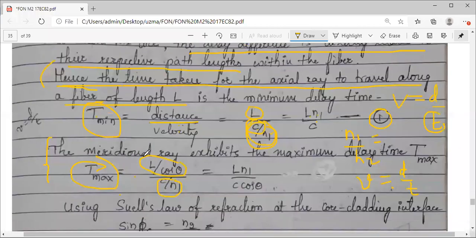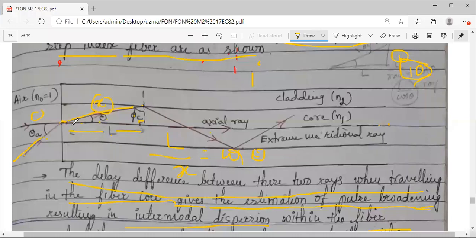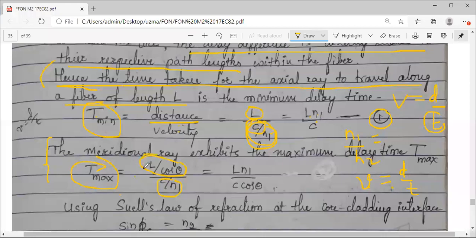So the value of the distance traveled, that is x, in this figure, you can see in this triangle, hypotenuse value x, you can see this is the base L. So L by x, base by hypotenuse, is cos theta, so x will be equal to L by cos theta. So I have substituted that here. The distance traveled by the meridional ray divided by velocity, as it is, c by n1. Rearrange the terms here. The denominator term n1, denominator of the denominator, this will come to the numerator: L n1 by c cos theta.